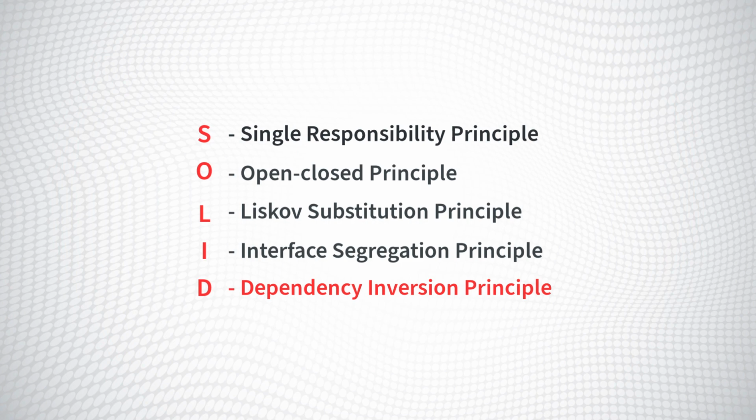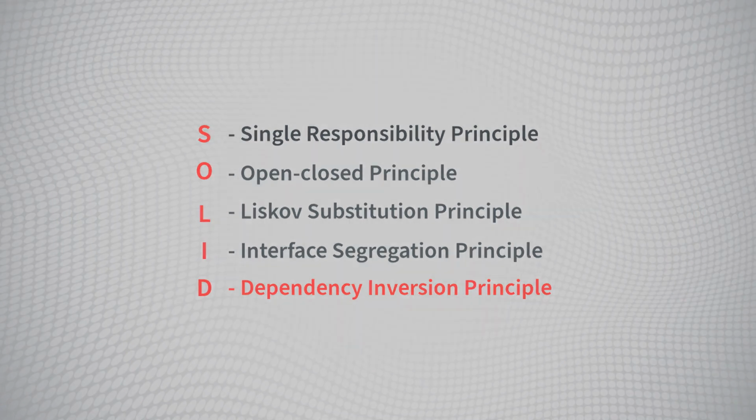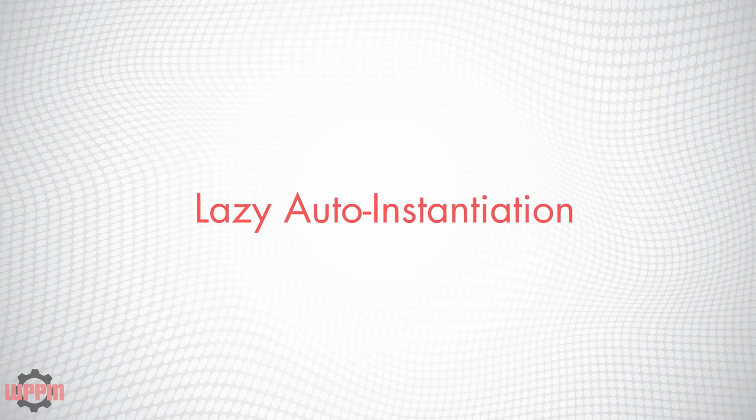WPPluginModernizer also incorporates lazy auto-instantiation. With lazy auto-instantiation, services are only loaded or instantiated when they're actually needed and are going to be used. This avoids unnecessary memory use for services that aren't utilized during a particular request or application cycle, making the plugin and the WordPress application more efficient, and also improving performance by reducing application startup time.